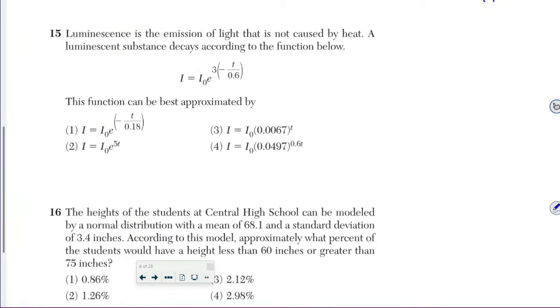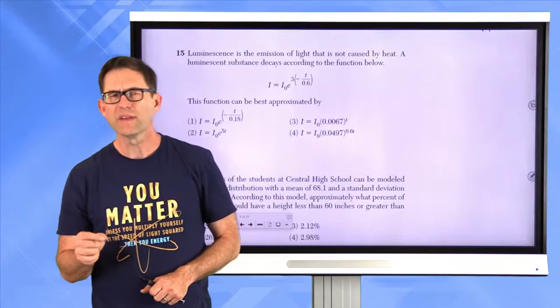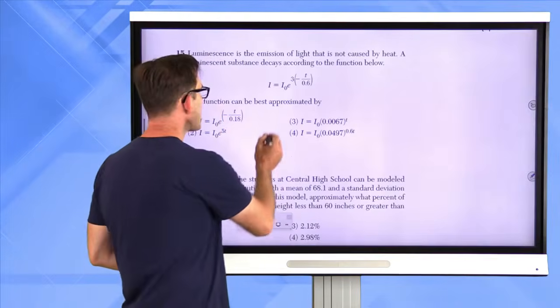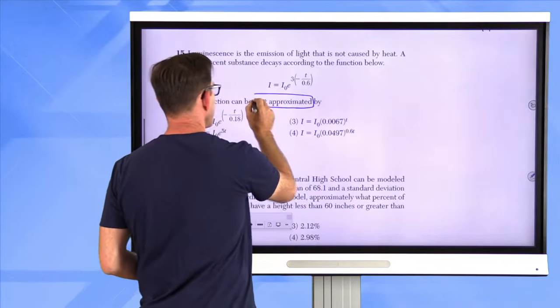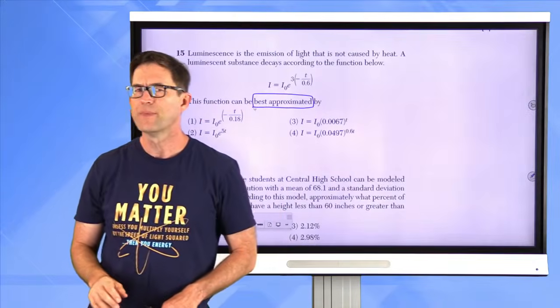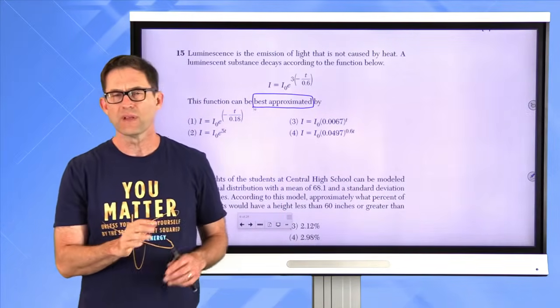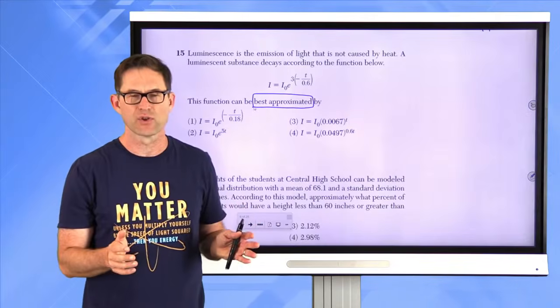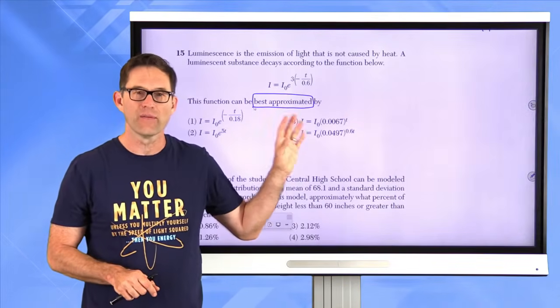Luminescence is the emission of light that is not caused by heat. It's a great word. A luminescent substance decays according to the function below: I equals I sub 0 times e raised to the 3 times negative t divided by 0.6. This function can be best approximated by which? One of the things that's interesting is that it can be best approximated by, meaning that the correct answer isn't exactly equivalent to this.